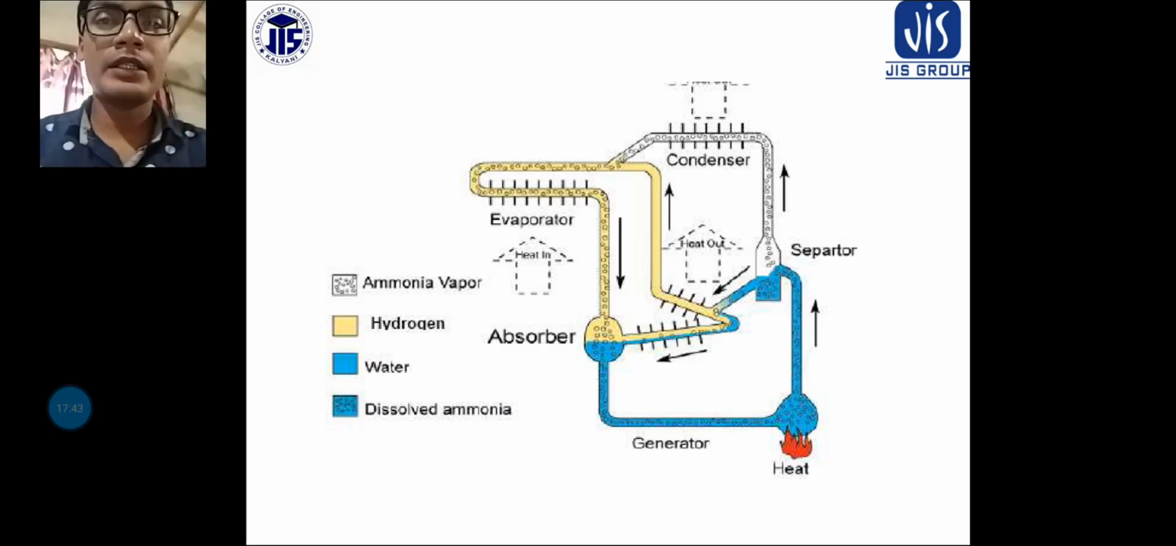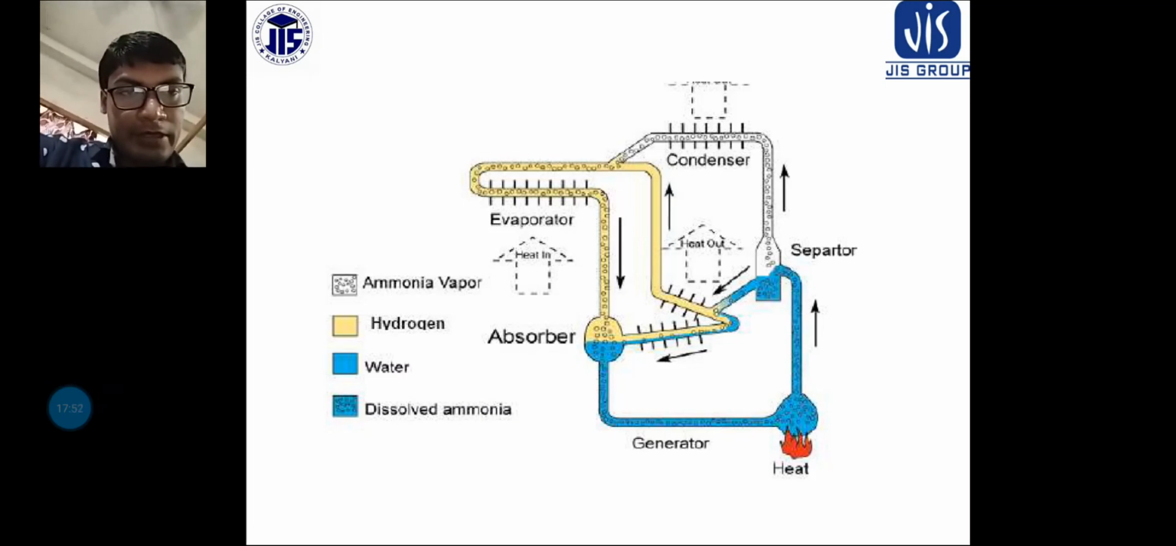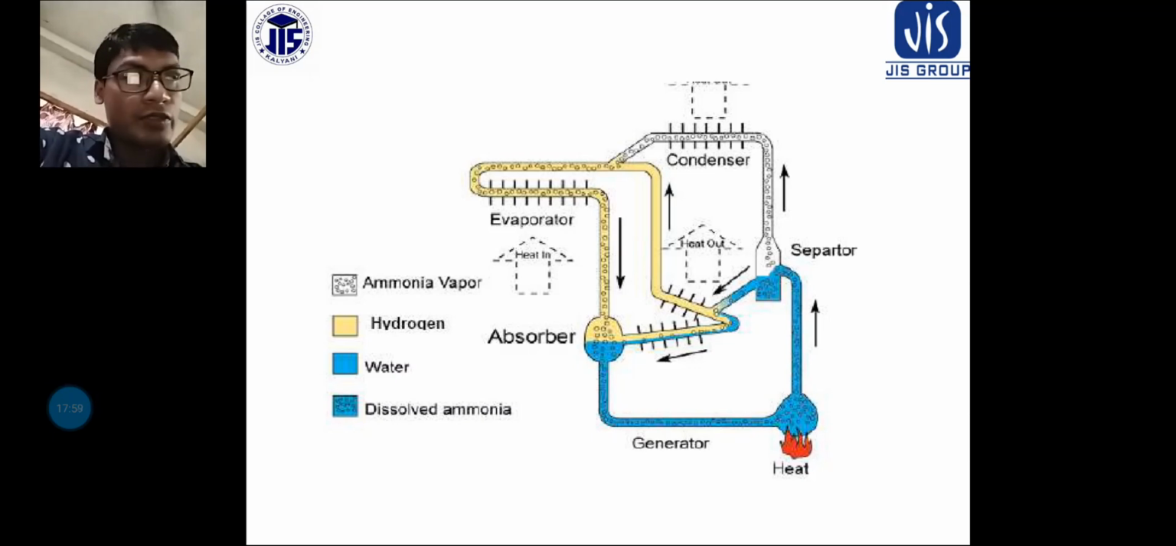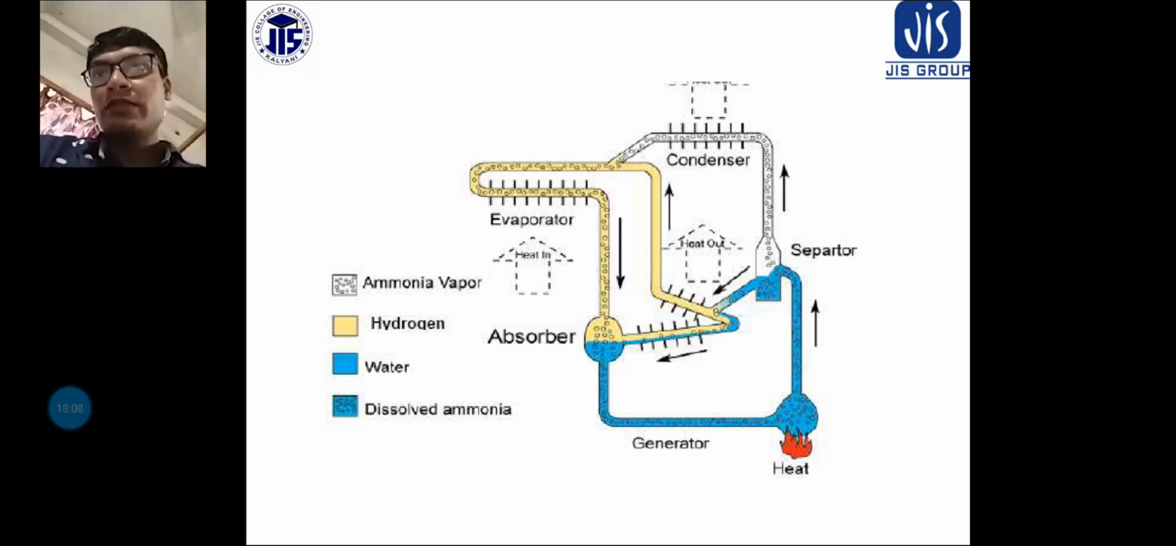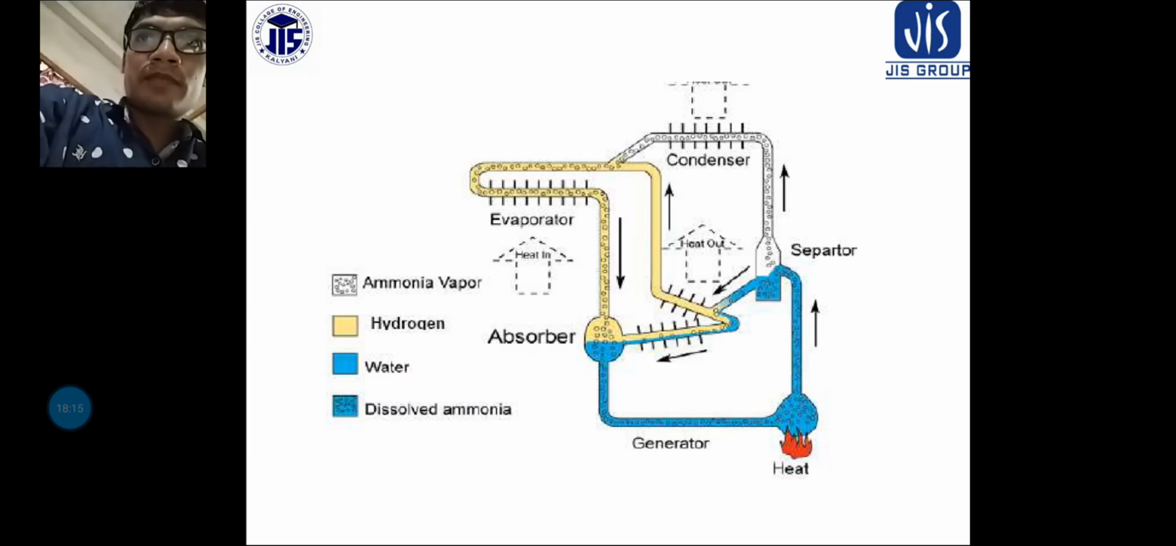But remember, there is not any kind of pump used here. We are not using any kind of pump. This works by the help of gravity separation. That is why it is a very slow process, I can say. And this domestic Electrolux refrigeration system is also called aqua ammonia refrigeration system, or three fluid system, or Munters Platen system.